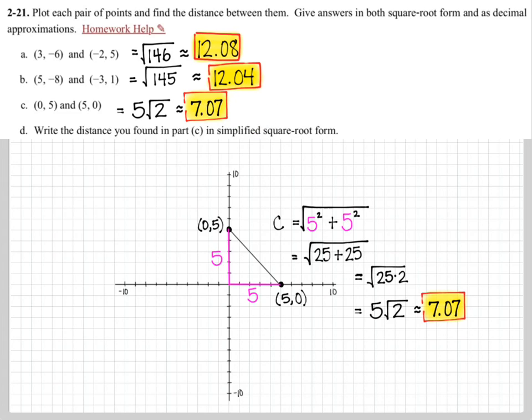And then the last problem says, write the distance you found in part C, this problem right here, in simplified square root form. Well, I already did that because I was thinking ahead that you always answer in simplified radical form. You don't always need to do decimal, but you always have to simplify, just like fractions need to be simplified. So my answer to that is I did. It's right up there.